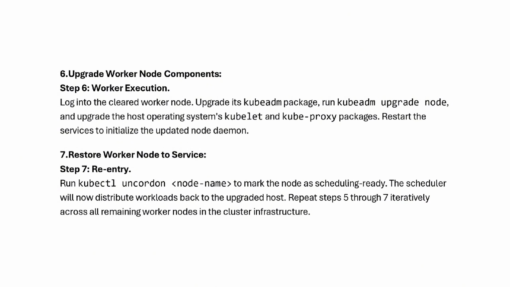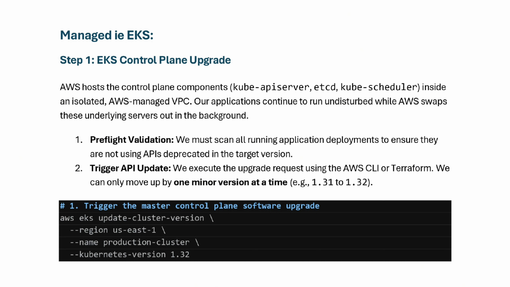So that was about self-managed clusters. Now for managed, that is EKS in AWS or other service providers. Step 1 is the EKS control plane upgrade. AWS hosts the control plane components, that is kube-apiserver, etcd, kube-scheduler, inside an isolated AWS-managed VPC. Our applications continue to run undisturbed while AWS swaps these underlying servers out in the background.